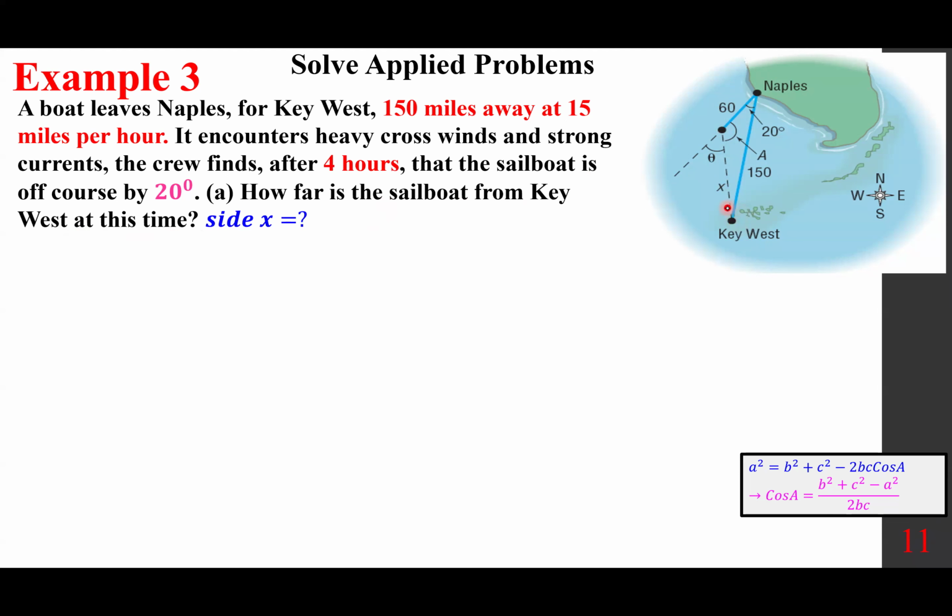That means side X, and there are other parts that we're going to look at. So X is a question mark for us. We have this side as 150 miles, my apologies. We have this side as 60 miles. We have this angle at 20 degrees. And we can use a squared equals b squared plus c squared minus 2bc cosine A.